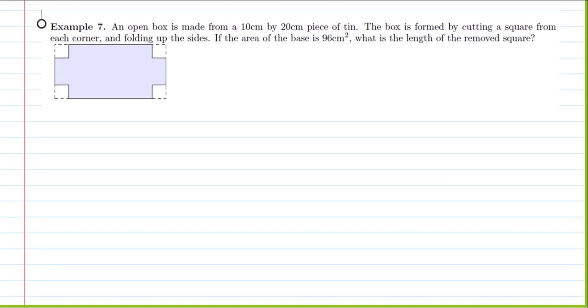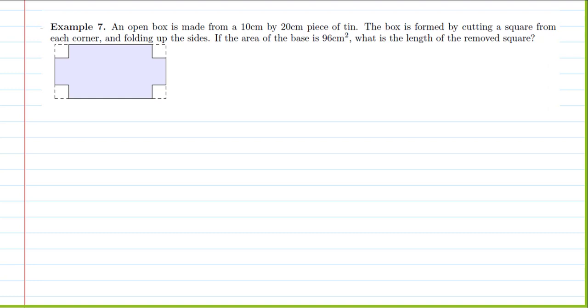So an open box is made from a 10 by 20 centimeter piece of tin. The box is formed by cutting a square from each corner and folding up the sides. If the area of the base is 96 square centimeters, what is the length of the removed square?